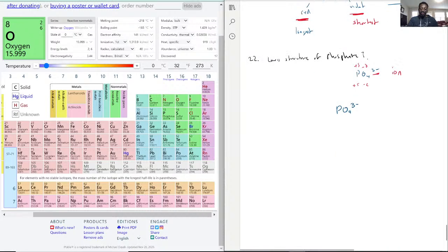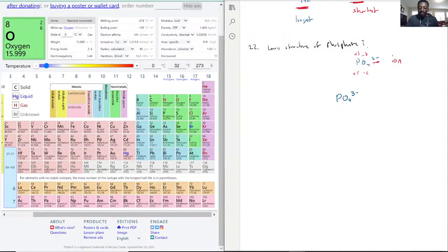So how do we do this? We just draw it out. We assume that phosphorus is going to be in the middle because it's the only one, and it's going to be sharing with 4 oxygens.